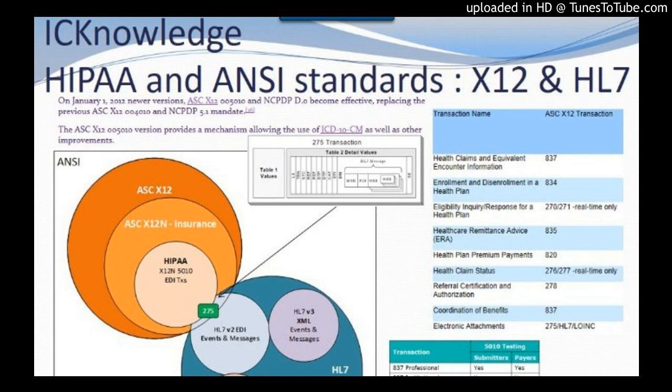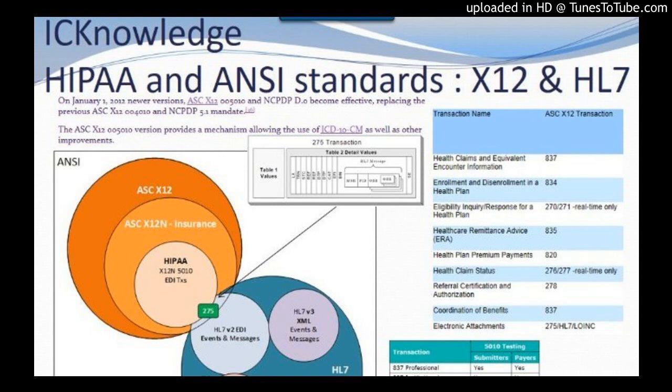What is DICOM? Digital Imaging and Communications in Medicine. DICOM is a standard for handling, storing, printing, and transmitting information in medical imaging. It includes a file format definition and a network communications protocol.